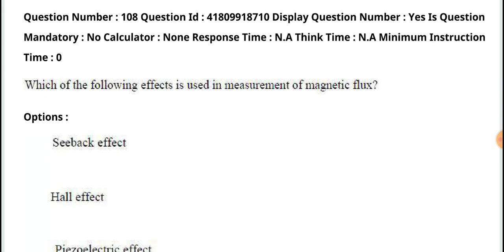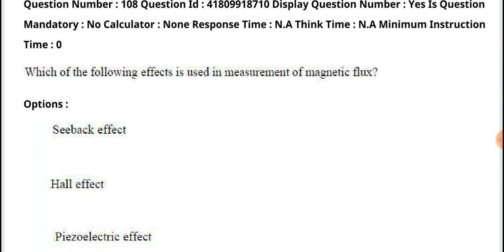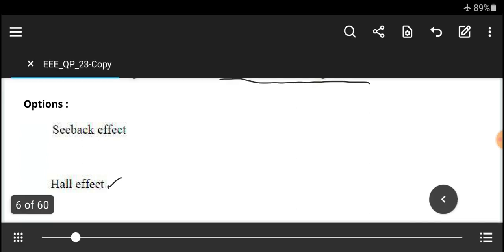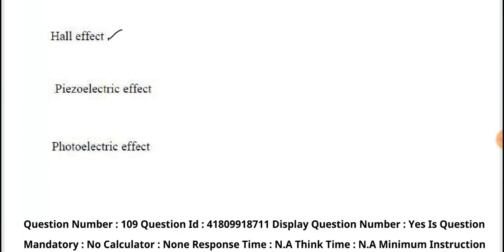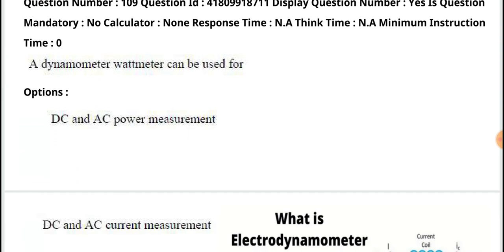Next one, which of the following effects is used in measurement of magnetic flux? The answer is directly Hall effect. So it is a direct theory question. Next one, a dynamometer wattmeter can be used for. Here in the question itself they asked about the wattmeter. So what will a wattmeter measure? Power only. So directly you can say DC and AC power.